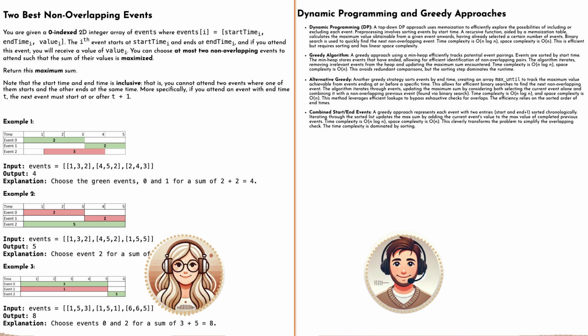Right. So once we have our suffix array, we can loop through each event, and we can use something like a binary search to find the next non-overlapping event with the highest value. And then we just compare the value of attending only the current event versus attending the current event plus the best subsequent events from our suffix array. Okay, so dynamic programming is pretty powerful.